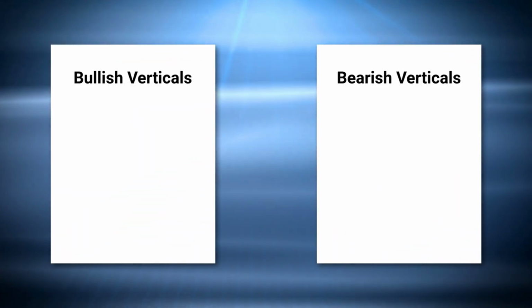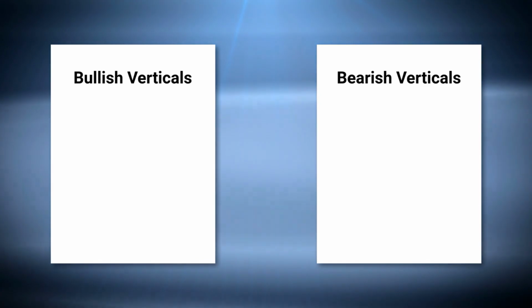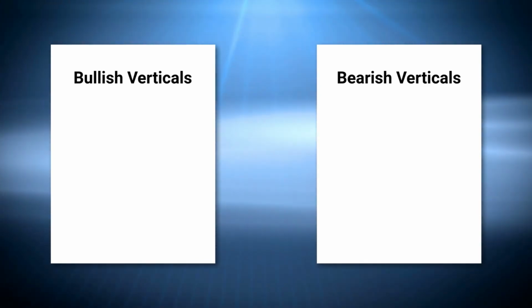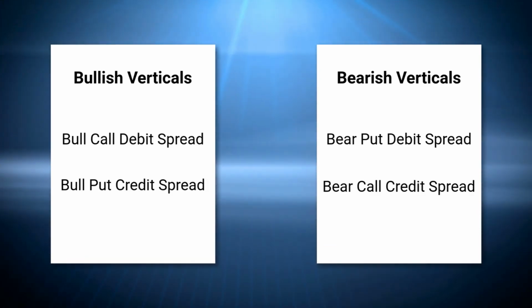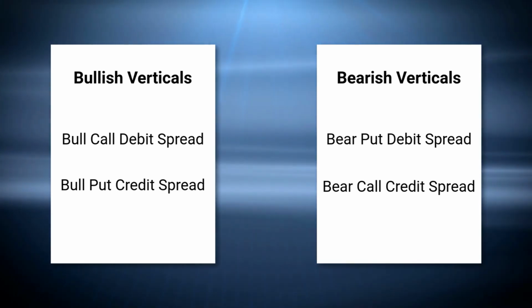Well, there are two basic categories of vertical spreads: bullish verticals and bearish verticals. Those two categories can be further broken down into two additional categories: debit and credit spreads. A debit spread is a vertical spread where the option you're buying costs more than the option you're selling. This creates a net debit to your account. Bull call vertical spreads and bear put vertical spreads are debit spreads.